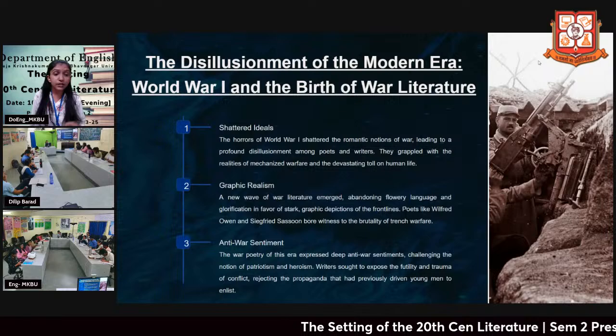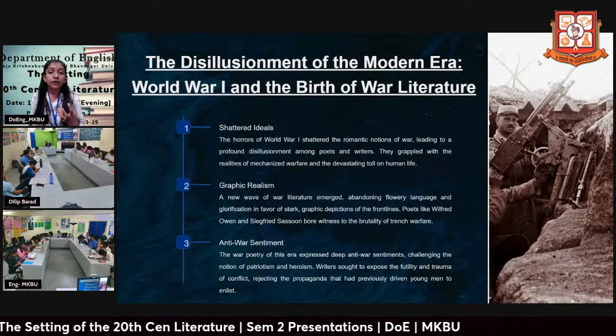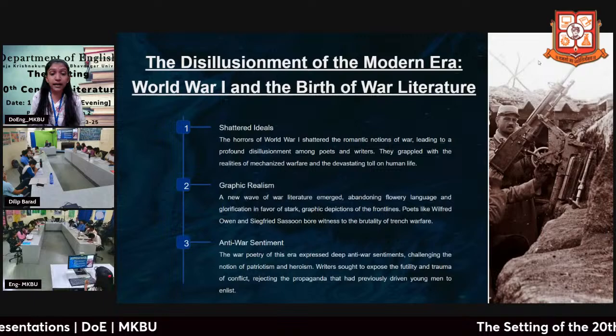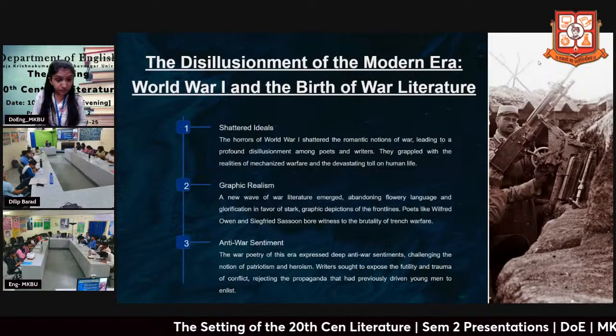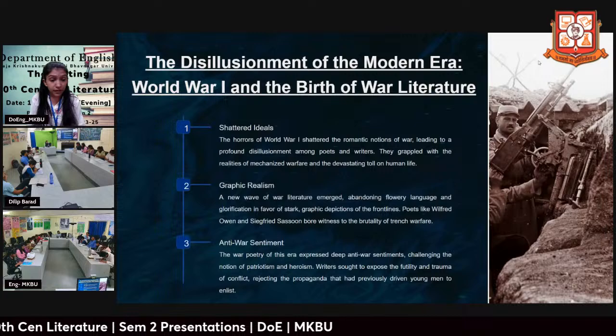Graphic realism: a new wave of war literature emerged during this period. Yes, abandoning flowery language and the glorification of war in favor of stark, graphic depiction of the front lines, poets like Owen witnessed the brutality of trench warfare.